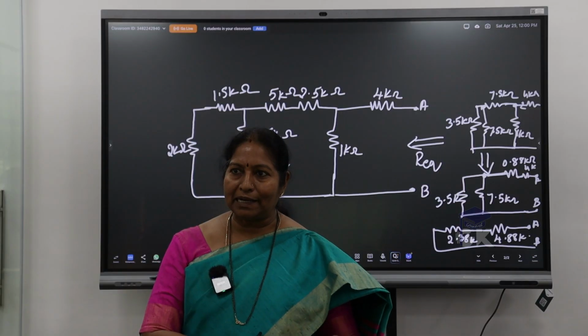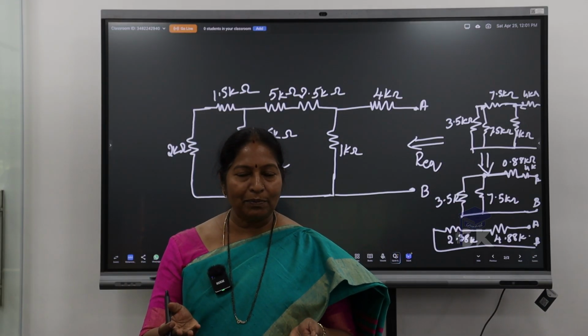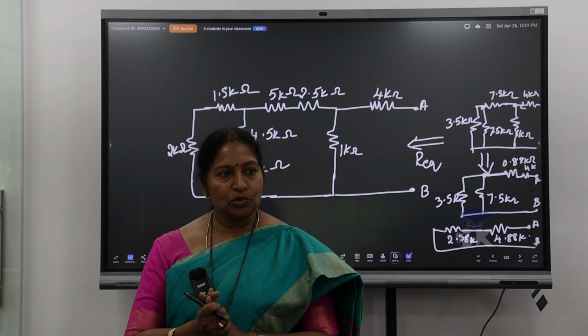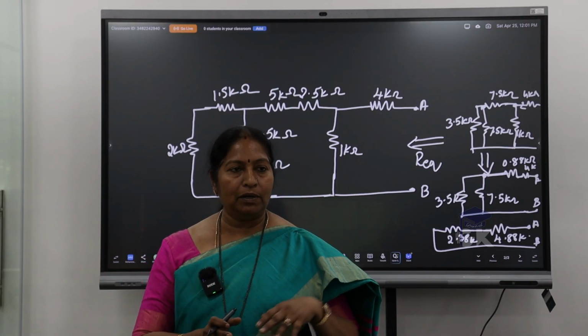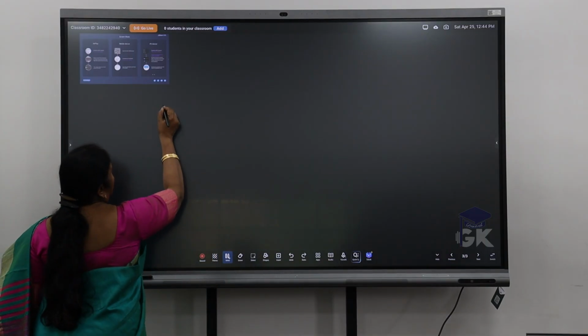But it will be a little bit lesser or more. Why? Tolerance will be there. Exact values will not be there, right? So that is how. We'll do this one exercise and we'll move on to Kirchhoff's current and voltage law. You can note down this circuit.